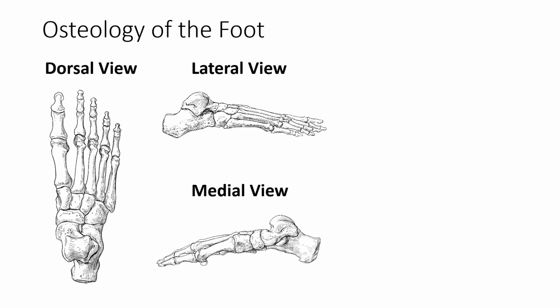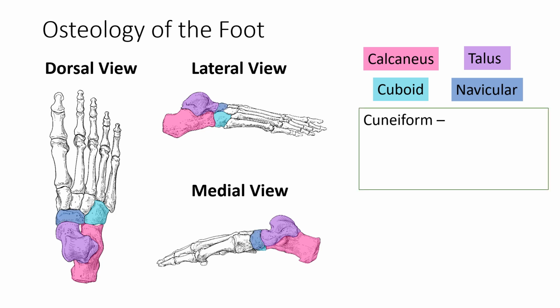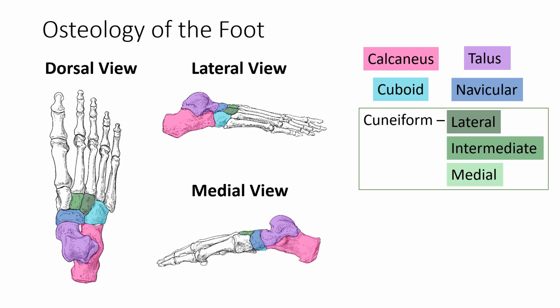I also wanted to briefly touch on osteology of the foot. Here we have three different views of the foot, just to give you an idea as we go through all of these bones. First we have our calcaneus or heel bone, followed by our talus that helps make up our ankle joint. We have the cuboid, navicular, and then our three cuneiform bones: lateral, intermediate, and medial. Sometimes the intermediate cuneiform might be referred to as the middle cuneiform, so just know those terms are interchangeable.